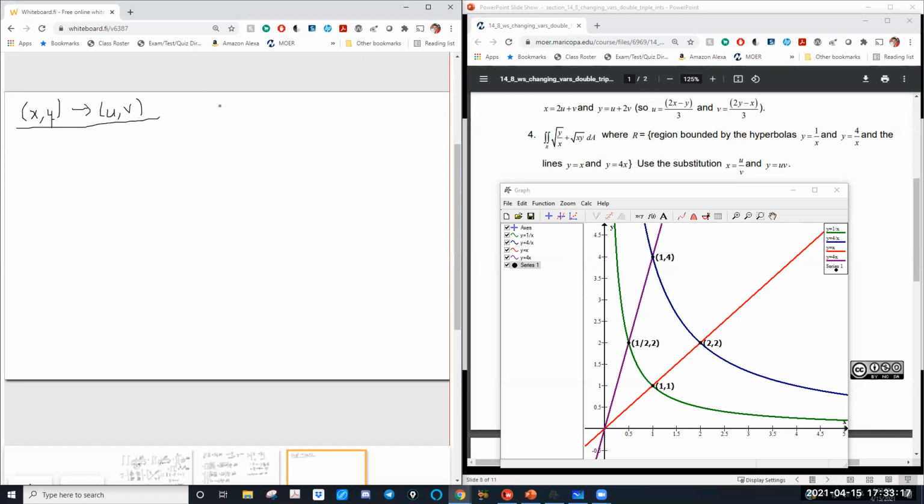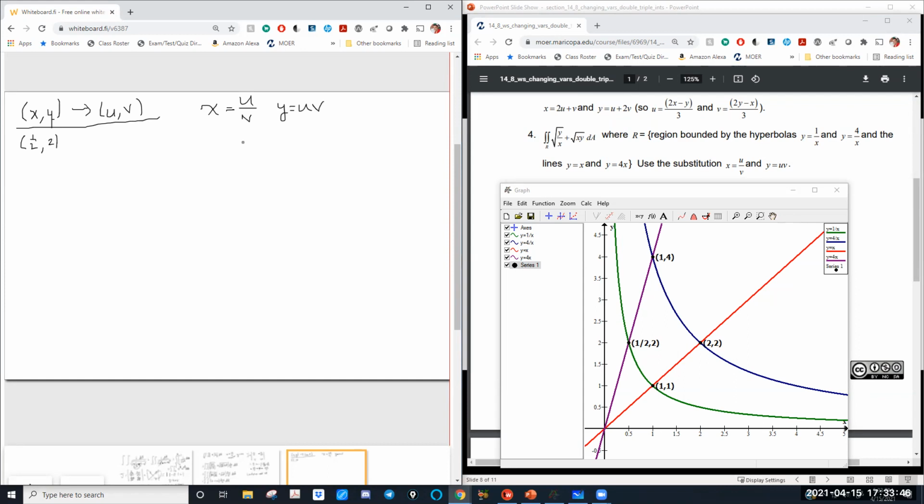Okay, we have our two transformations. So what I'm going to do is change the points first, but then I'm going to show you what's actually going on. X equals U over V, Y equals UV. All right, so our first XY point, we can do any of them. Let's go ahead and do 1/2, 2.